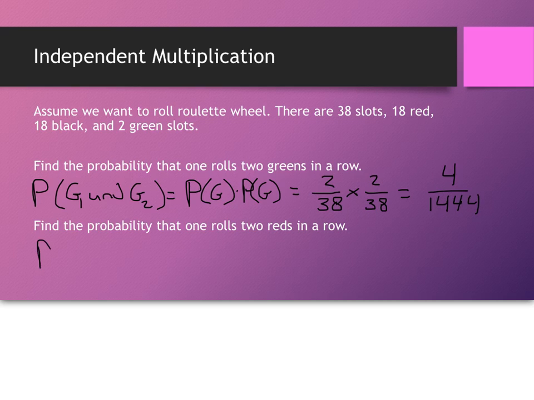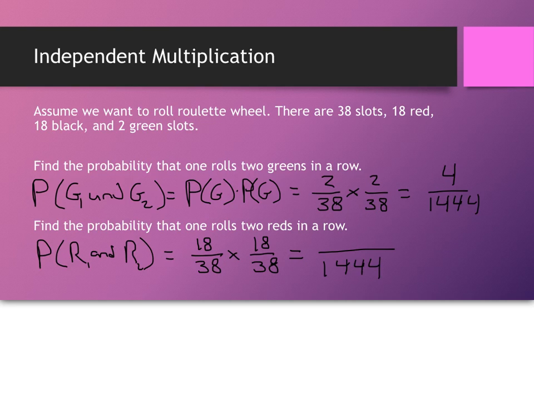Now the probability of getting red twice, red on the first and red on the second. Well, probability of getting red on the first, there's 18 reds out of a total of 38. So that gives me 324 out of 1,444.